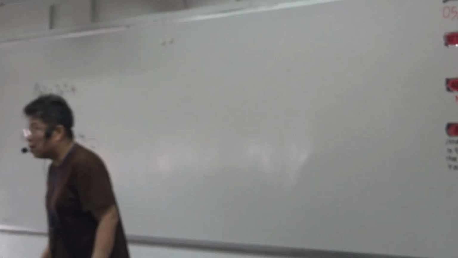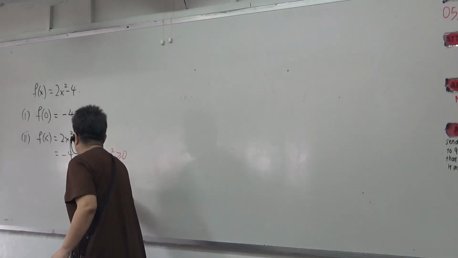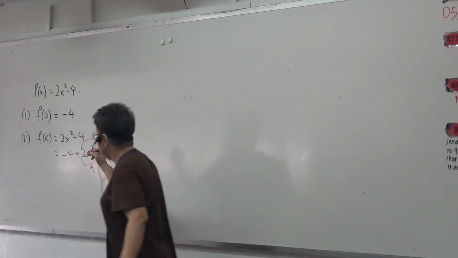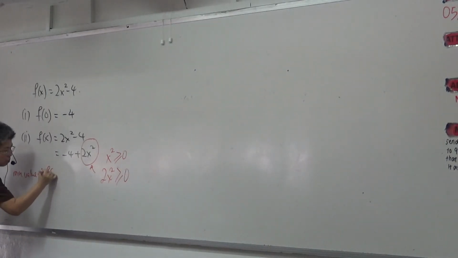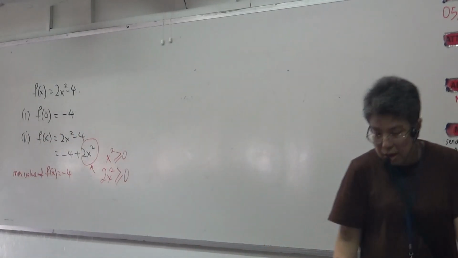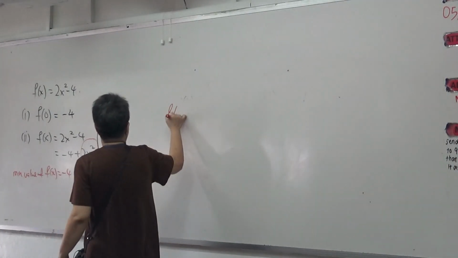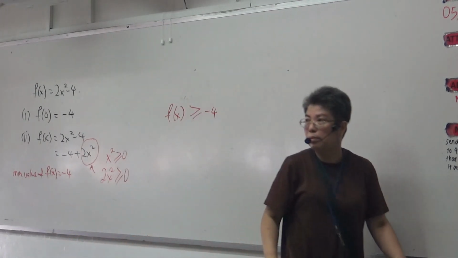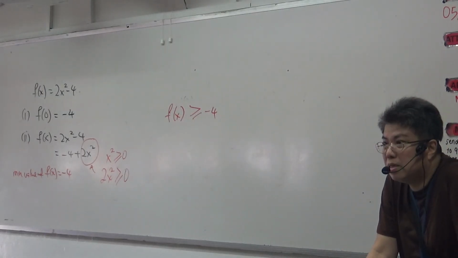Do you agree? Okay? Now, you must first of all recognize that this x squared is bigger or equal to 0. Therefore, 2x squared is bigger or equal to 0. Agree? Correct. So, what is the minimum value of f(x)? It's actually negative 4. Everybody clear? Correct? That means f(x) must be bigger or equal to negative 4. Agree or not? Everybody okay here? Can understand?